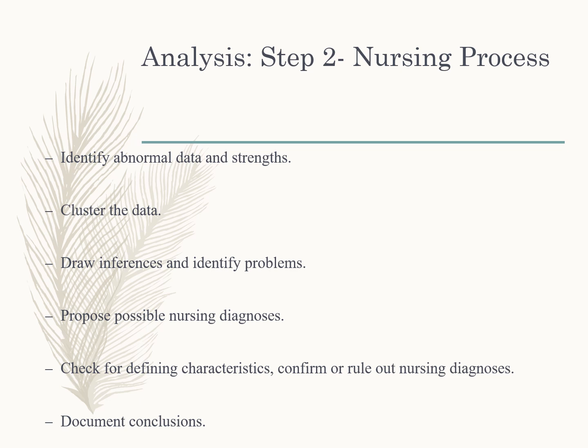Then we check for any defining characteristics of the diagnosis and maybe rule some of them out because we will want to prioritize a nursing diagnosis. At the very end, you are going to document your conclusion. But it all starts in your assessment and analysis by identifying that abnormal data, because you have to have the knowledge to know if that data is abnormal.